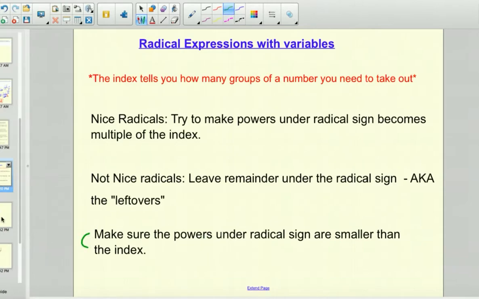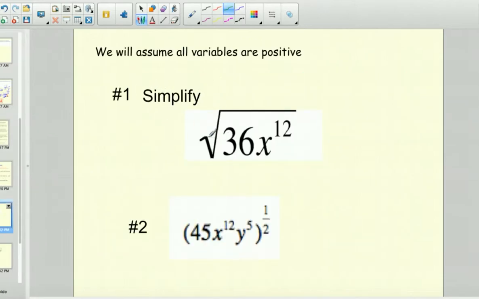But again, we're just going to do an example so this makes sense. So if I said simplify the square root of 36 x to the 12th, you can put a 2 in there, you don't need to. But think of it as the square root of 36 times the square root of x to the 12th, right? That's your product rule, right? You can break it up like that. So the square root of 36 is 6.